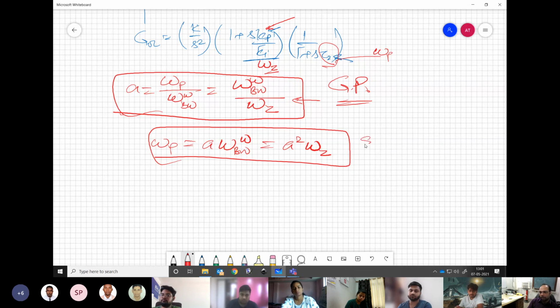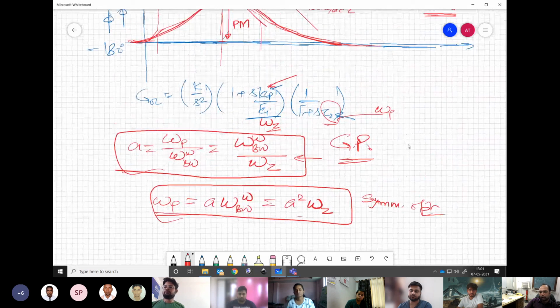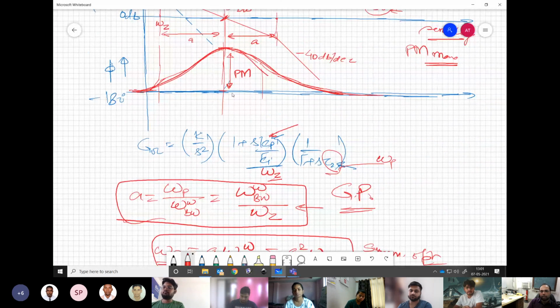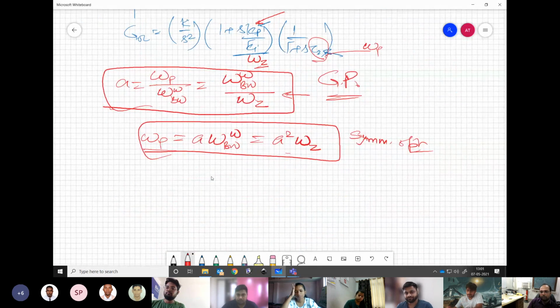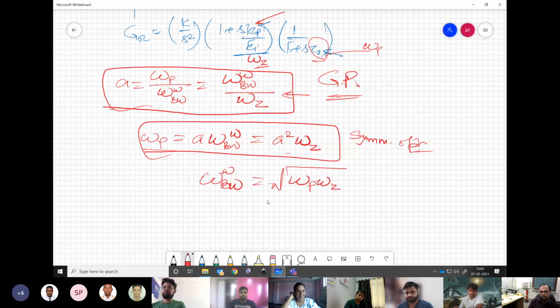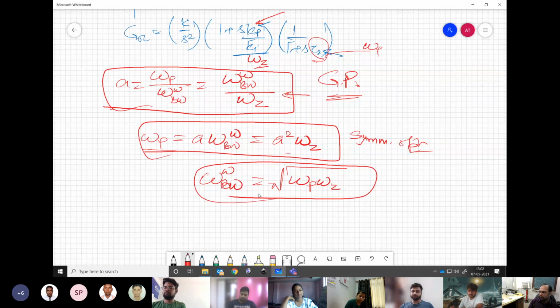So this is the meaning of symmetric optimum. We are placing our frequencies symmetrically. The gap between the two frequencies is fixed. Then our phase margin gets to the maximum value. Is that clear? Understanding my point? So this is one relationship what we have, or other words we can say our bandwidth is nothing but the square root of omega p and omega z. These two frequencies. Is that fine?